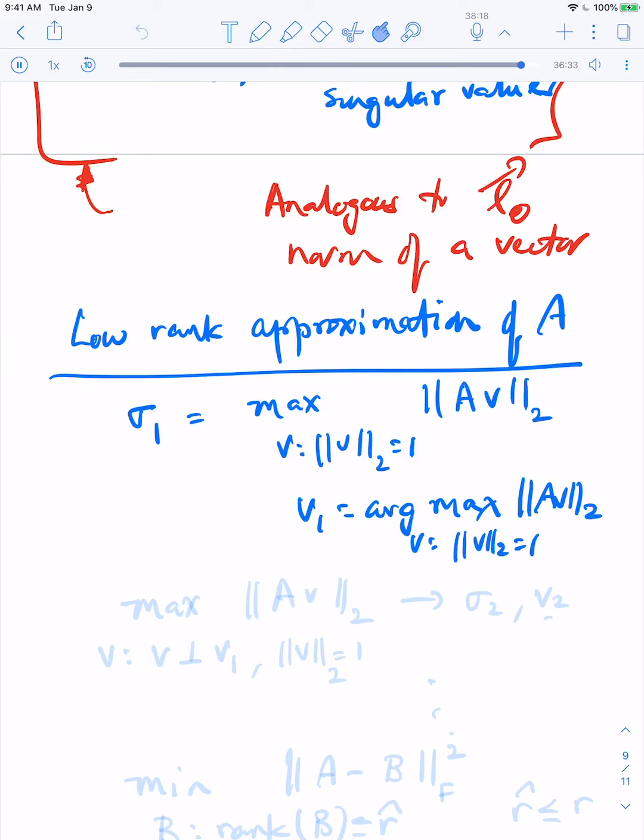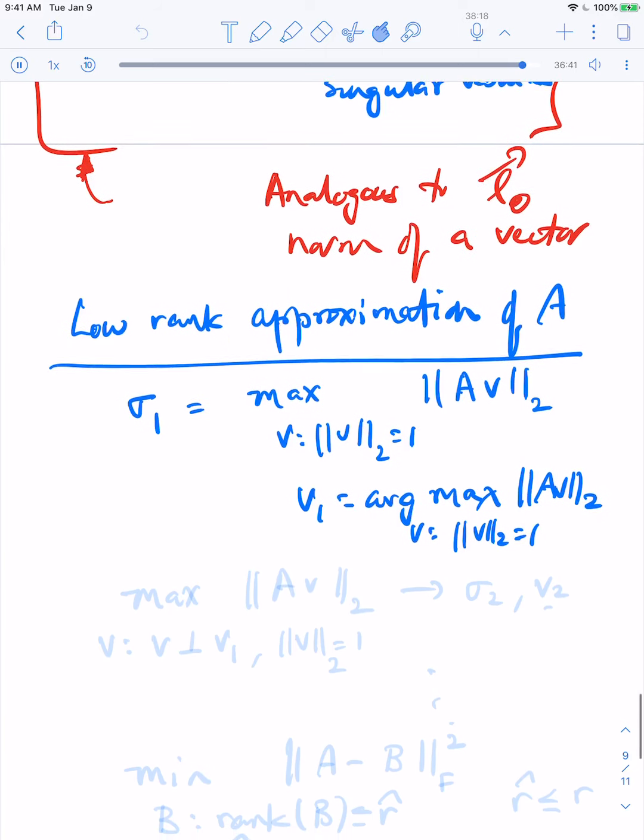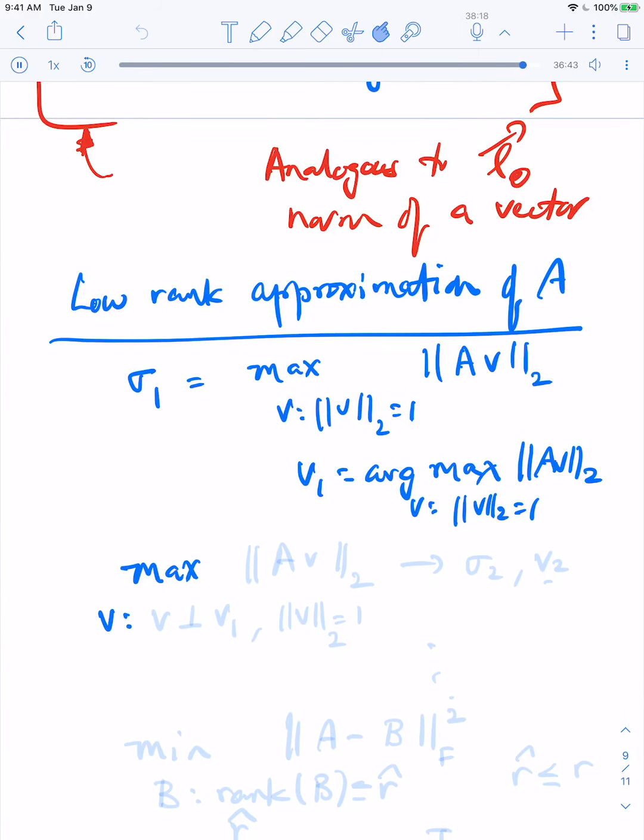Now that I have V1, I can get sigma 2 and V2 by maximizing over V, such that V is orthogonal to V1 and has unit norm, the same thing, norm of AV. And this will give me sigma 2 and V2. And we can keep going this way to get up to however many non-zero singular values we have.